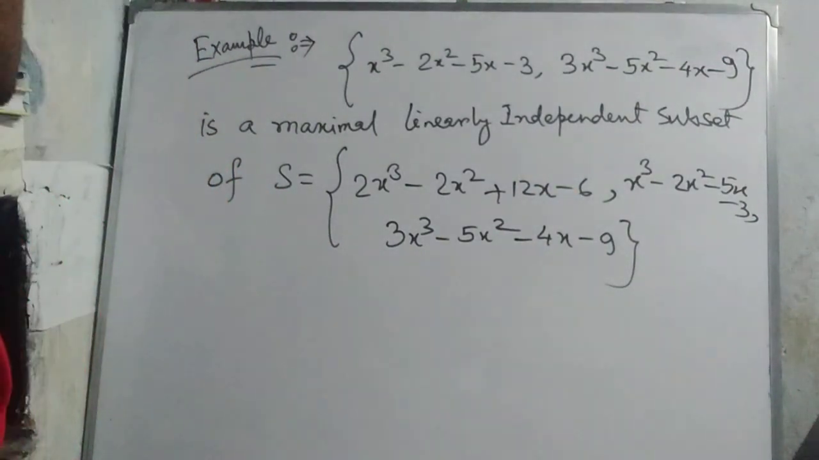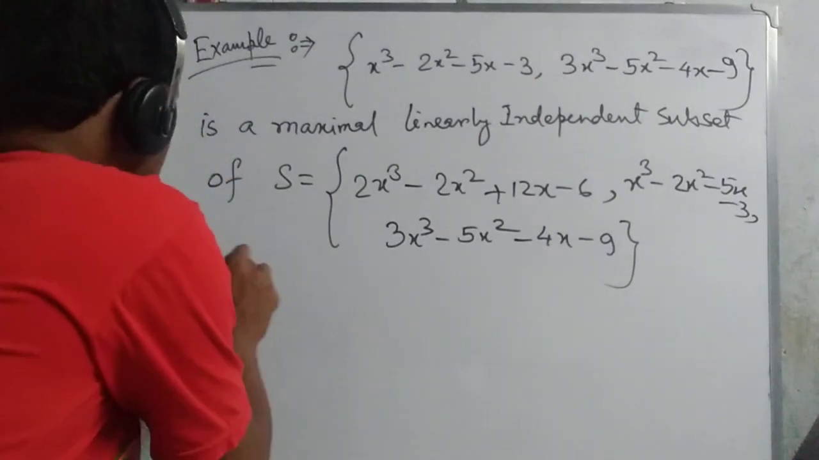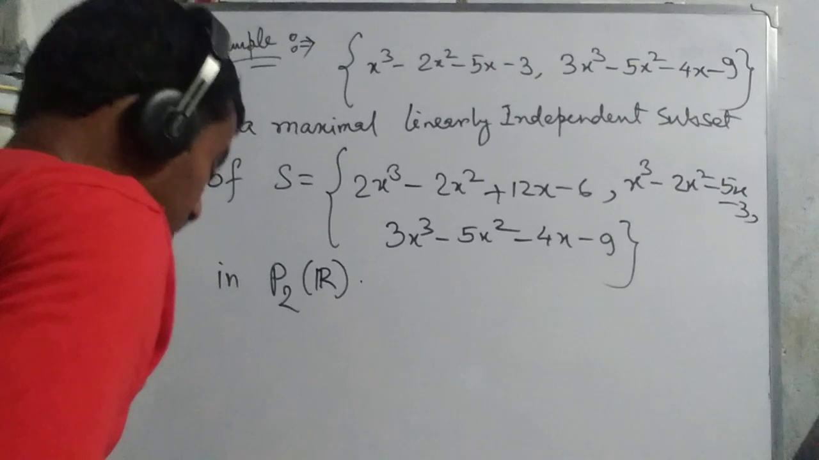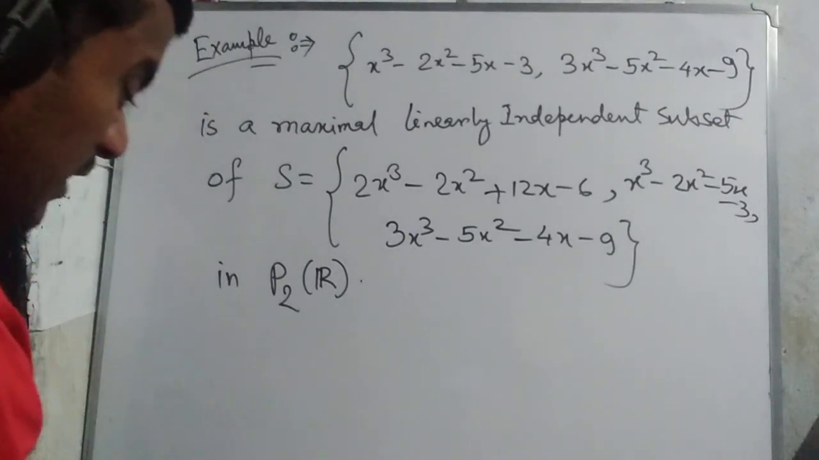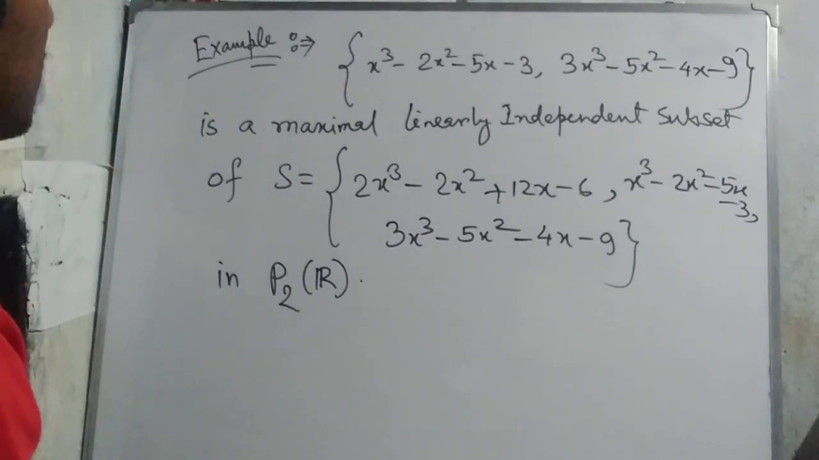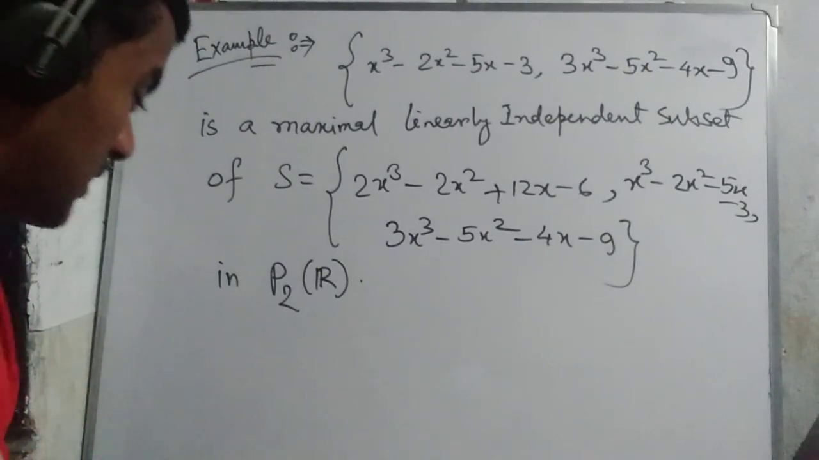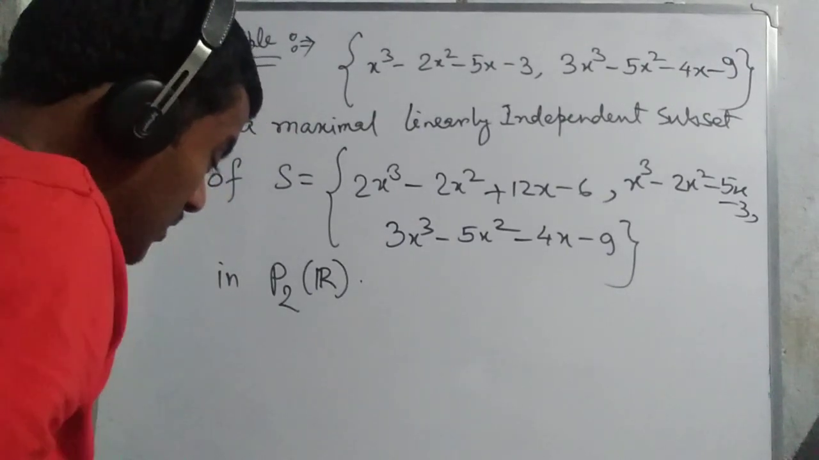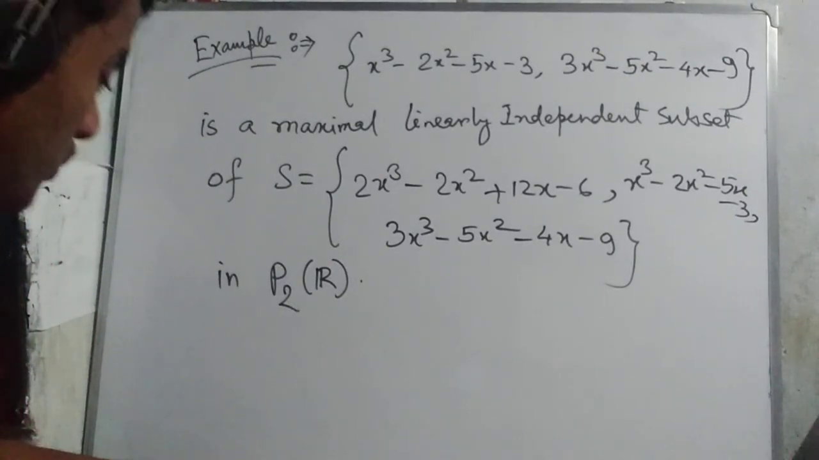Then this one is a maximal linearly independent subset of S in P2(R). That means this set is linearly independent, and obviously the only linearly independent subset of S that contains this set is this set itself. So this one is a maximal linearly independent subset, okay. So now we are going to one conclusion, so we write it here.